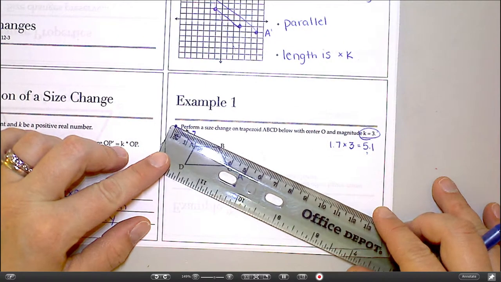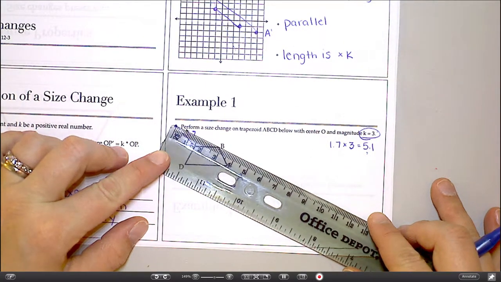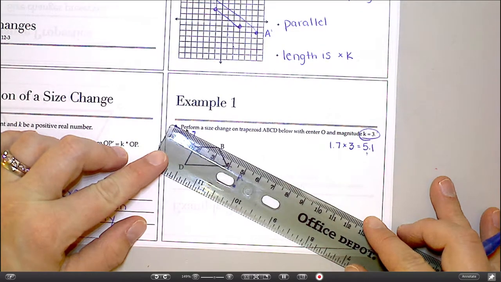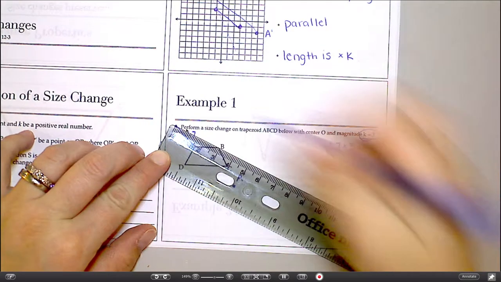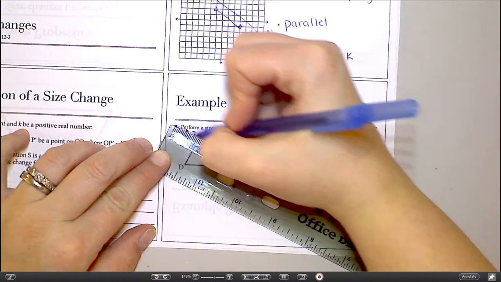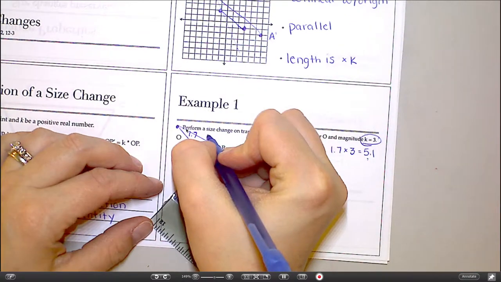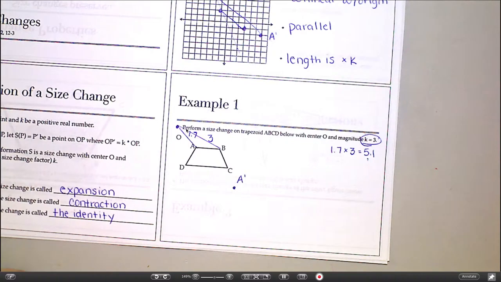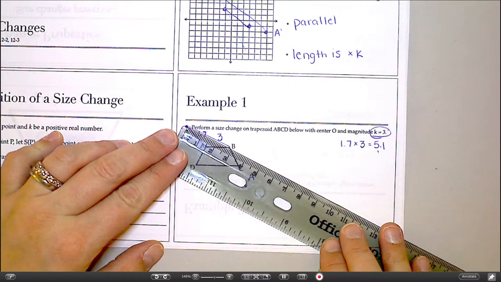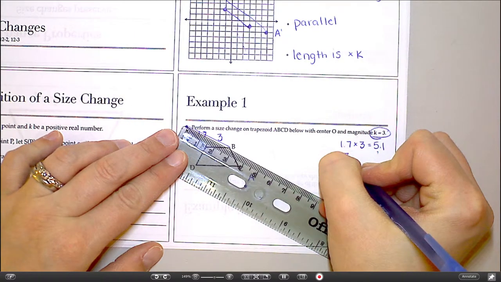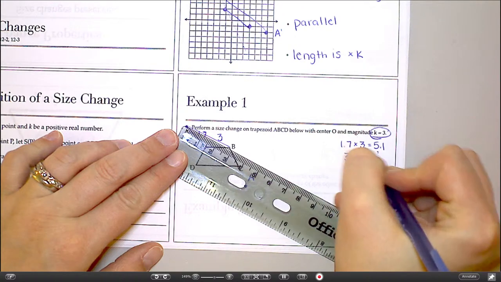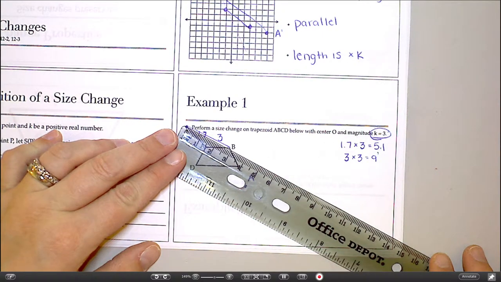So now I would measure from point O to point B, which I think is just about 3 centimeters. I'm going to go ahead and call it 3 centimeters. Okay. So that distance from O to B is 3 centimeters. So now what? You line your ruler back up at point B. Okay, so I'm going to go 3 times 3 is 9. So I'm going to go 9 centimeters in that direction.